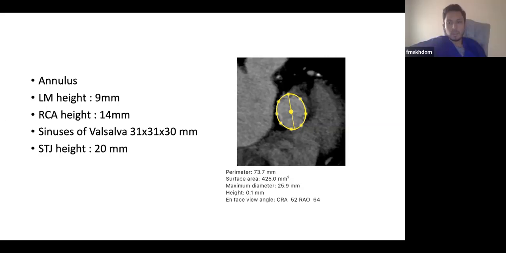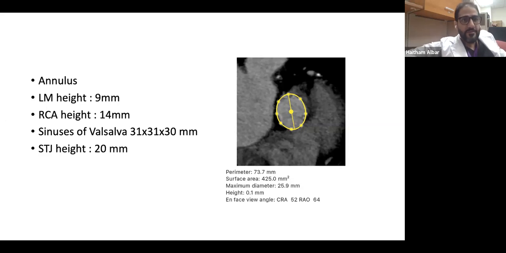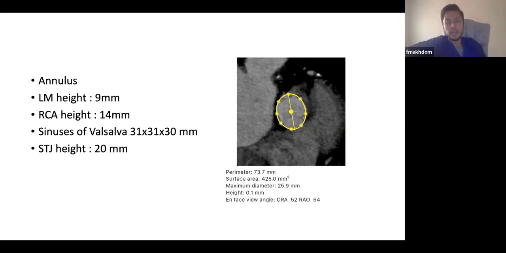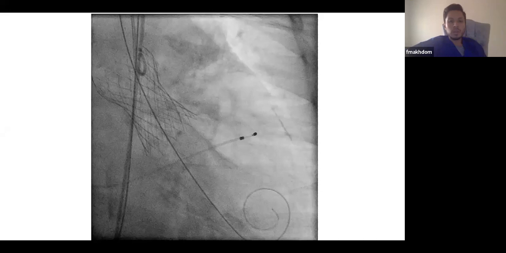10 above. Okay. 10 and above for coronary height is a fixed number, for all valves, all sizes. If it is less than 10, it's a concern. Okay. So what do you think of this implant?